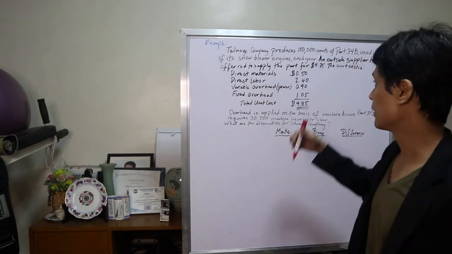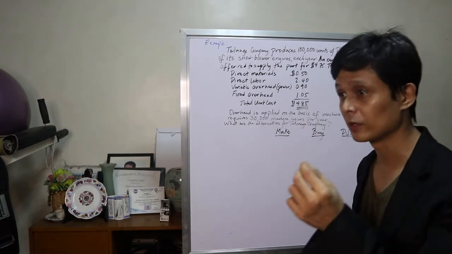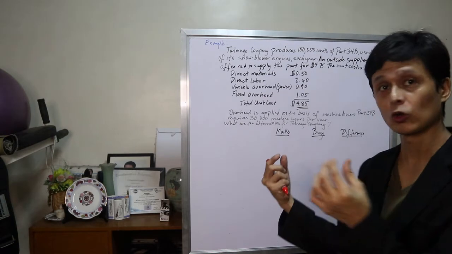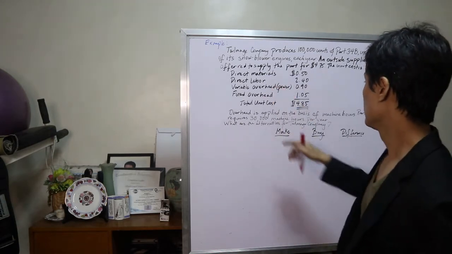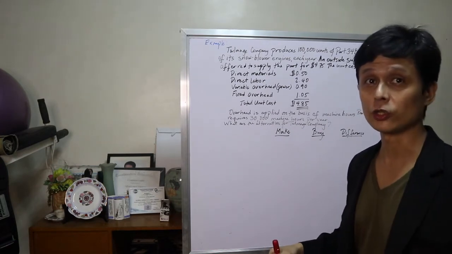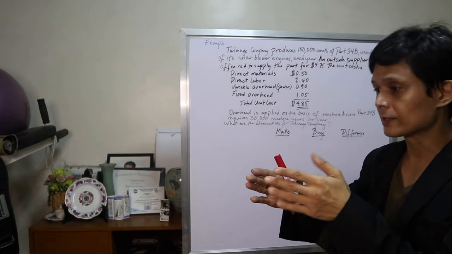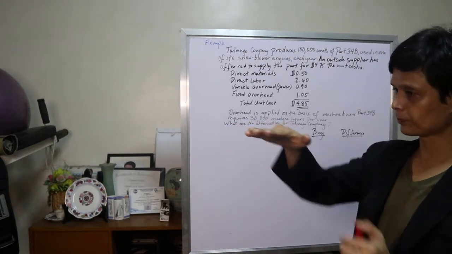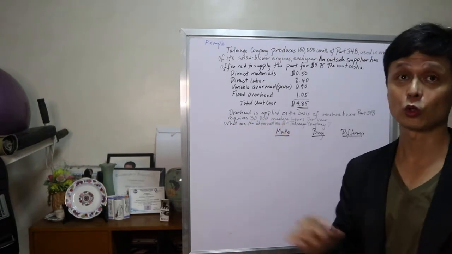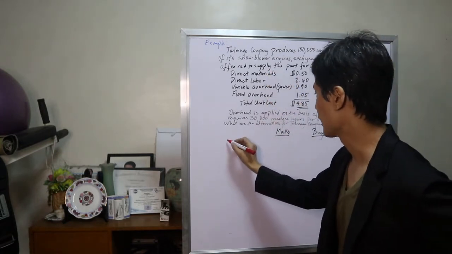Now in making the product, of course kailangan nilang bumili ng direct materials para magawa yung part 34B. So in buying that, kung bumili sila, hindi na nila kailangan bumili pa ng direct materials. So it makes a difference between two alternatives. That's why this makes direct materials a relevant cost.